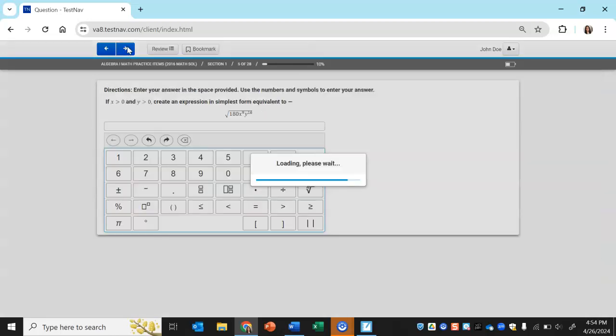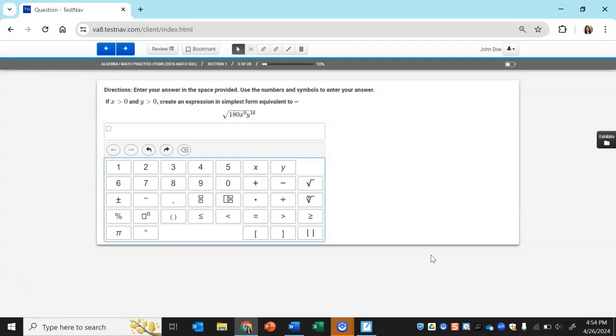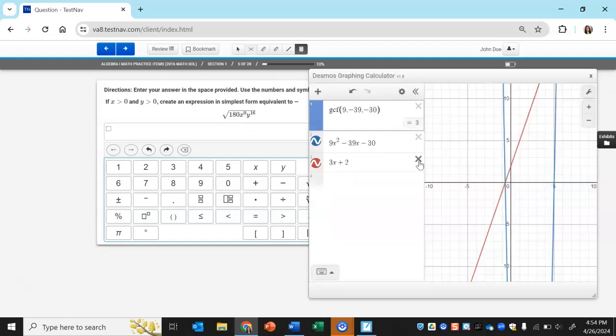All right, next one. It says here directions. Okay, read the directions to see how they want you to answer this problem. Enter your answer in the space provided. Use numbers and symbols to answer your question. Got it. All right. So it says here, create an expression in simplest form, which is equivalent to this. Okay, so for the number part, 180, we know how to do this part in Desmos. So I'm going to go ahead and simplify that part first.